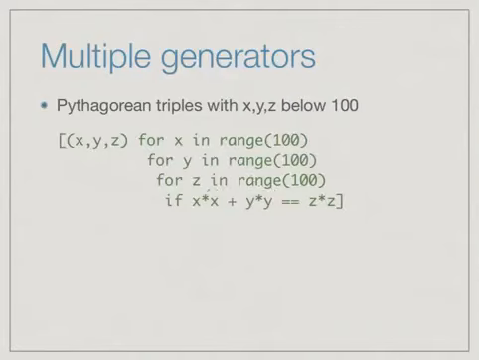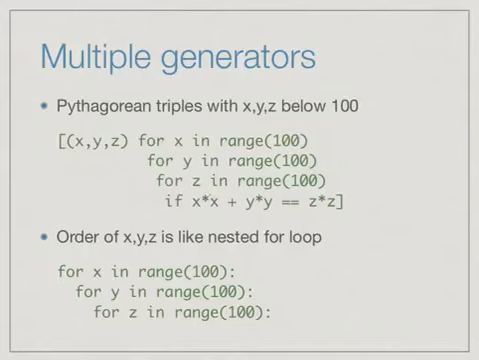So it's simple enough. You write it with multiple fors. You say I want x comma y comma z for x in range 100, for y in range 100, for z in range 100, provided x squared plus y squared equal to z squared. So that's written with the if. Now, just to fit on the slide, I have split it up into multiple lines, but actually this will be a single line of Python code.